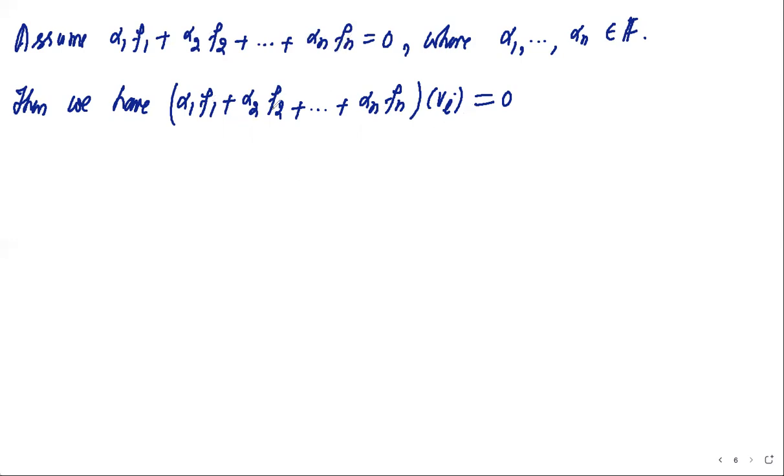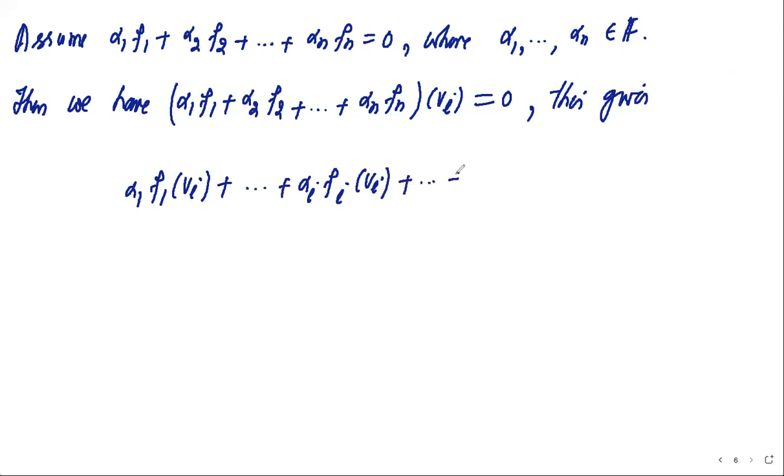So now, if we evaluate, since this linear transformation is defined to be equal to 0, it will map every vector into 0. So in particular, it will map this vi into 0. So this gives us alpha 1 f1 of vi plus so on, alpha i fi of vi plus so on, alpha n fn of vi is equal to 0.